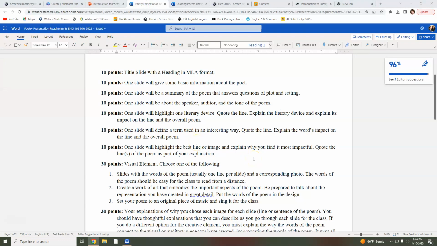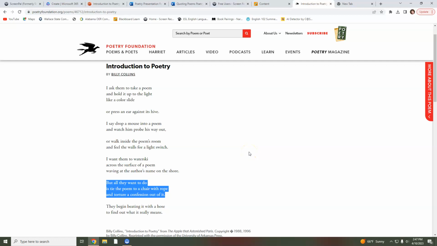I'm ready to do the slide where I am going to highlight one literary device, quote the line, explain the literary device, and explain its impact on the line and the overall poem. So I need to look at my poem and see if I can find any literary devices used. I have already highlighted one that I suspect as being personification. But what if I'm not sure?